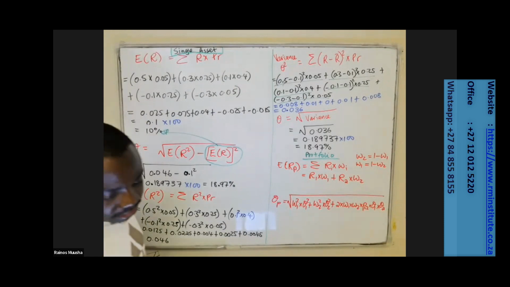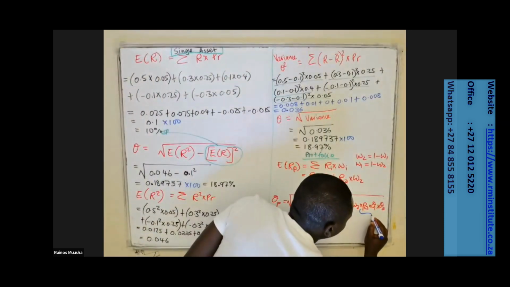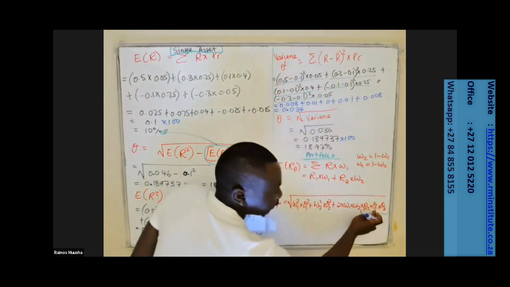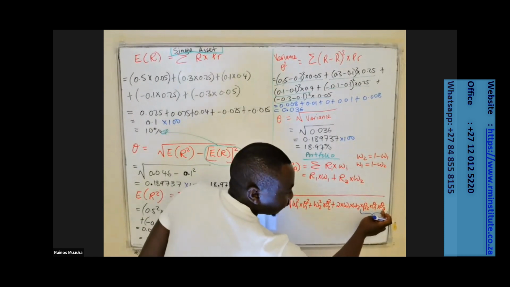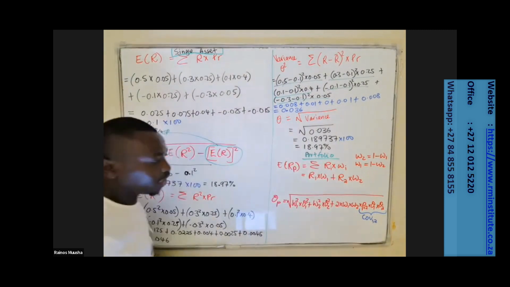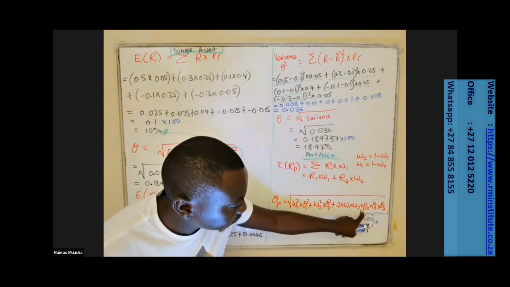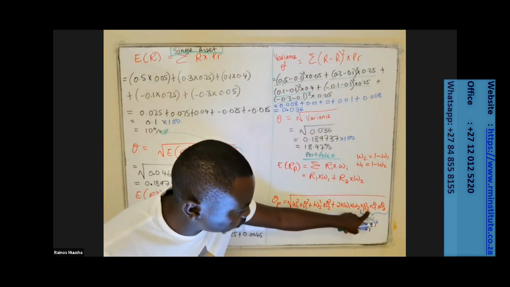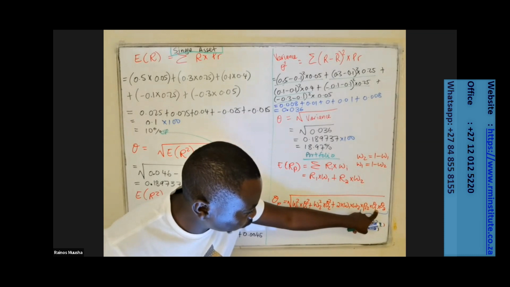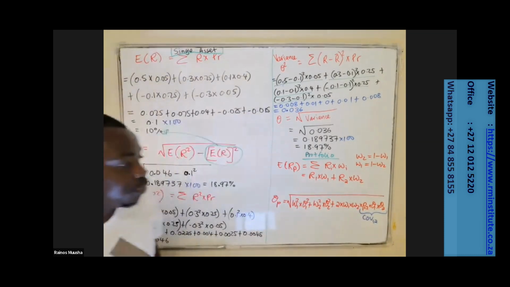Please take note as well that the correlation coefficient of asset 1 and 2 times the standard deviation of asset 1 times the standard deviation of asset 2 gives you the covariance between asset 1 and 2.